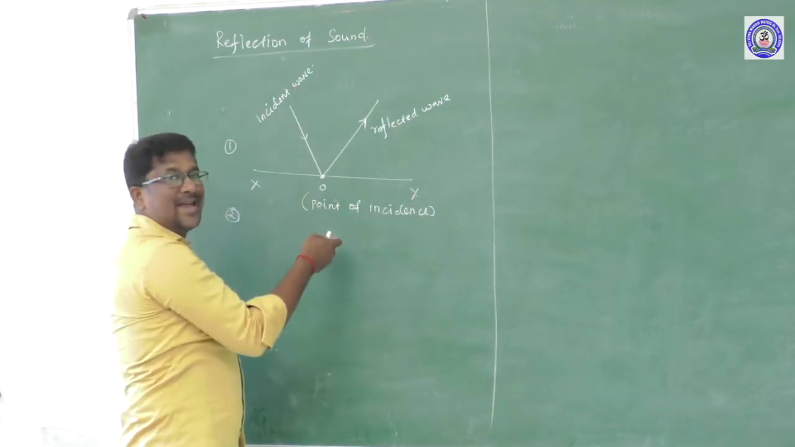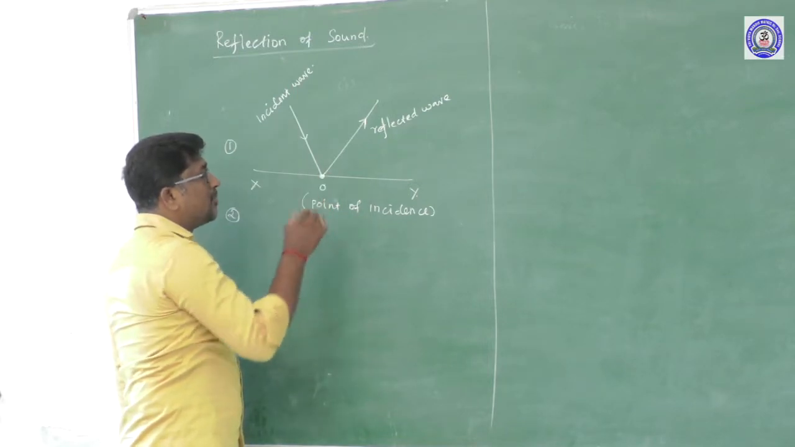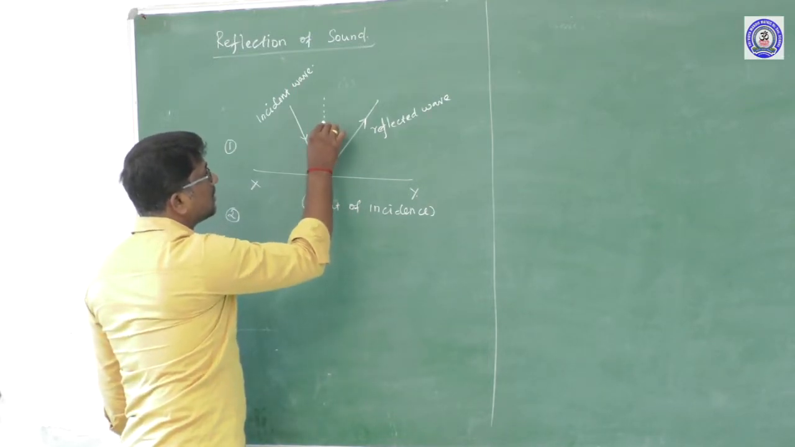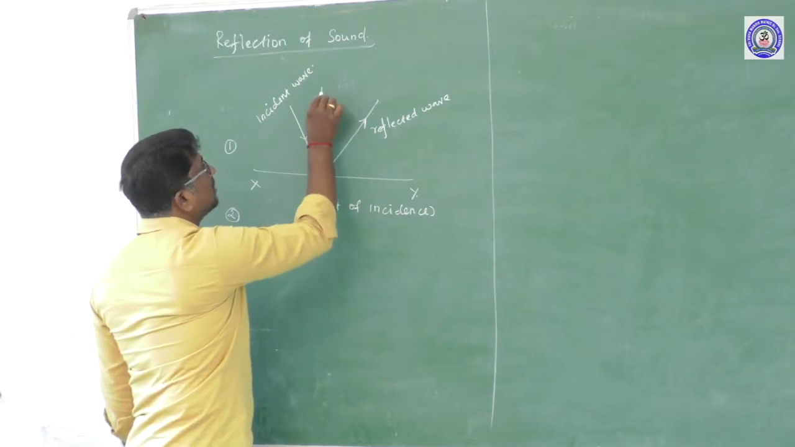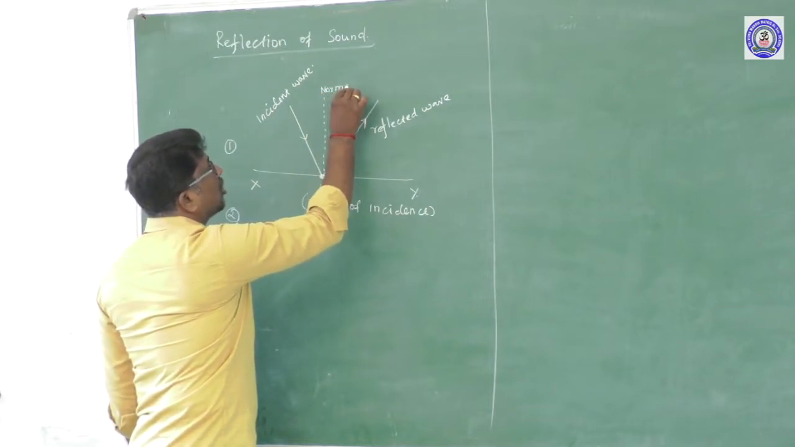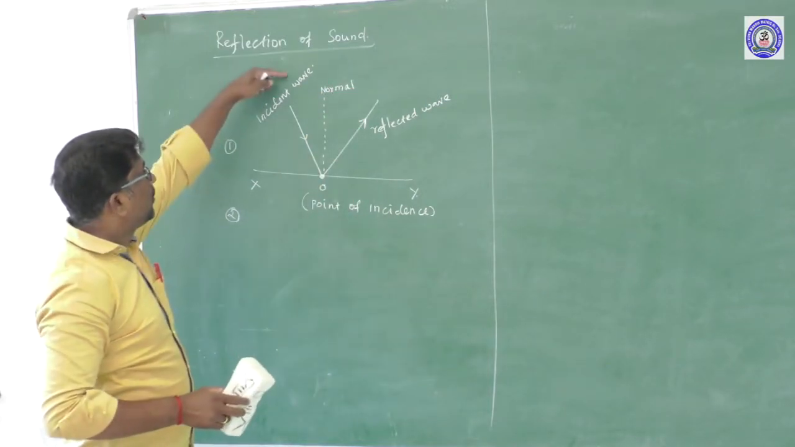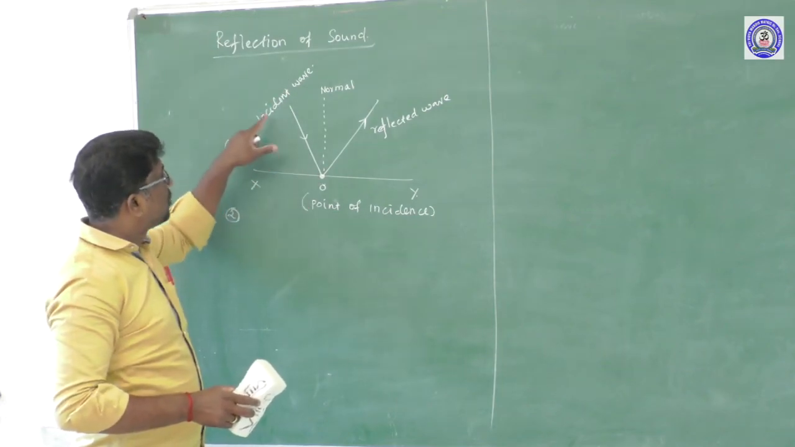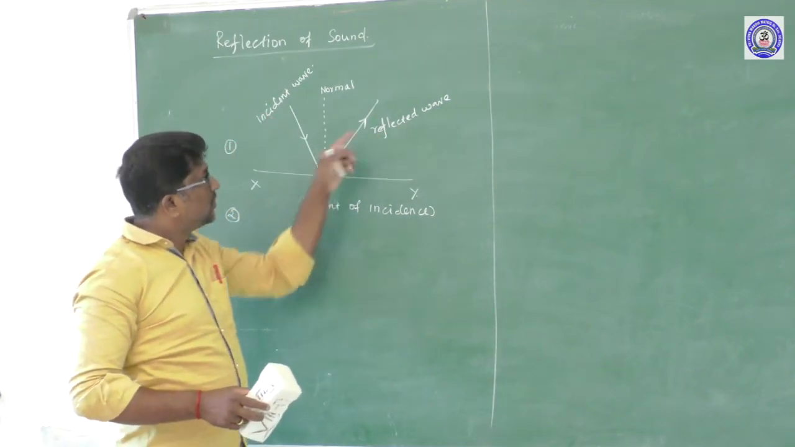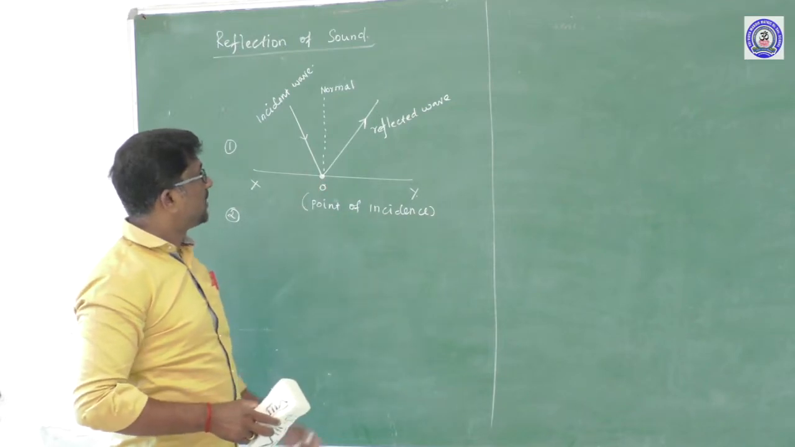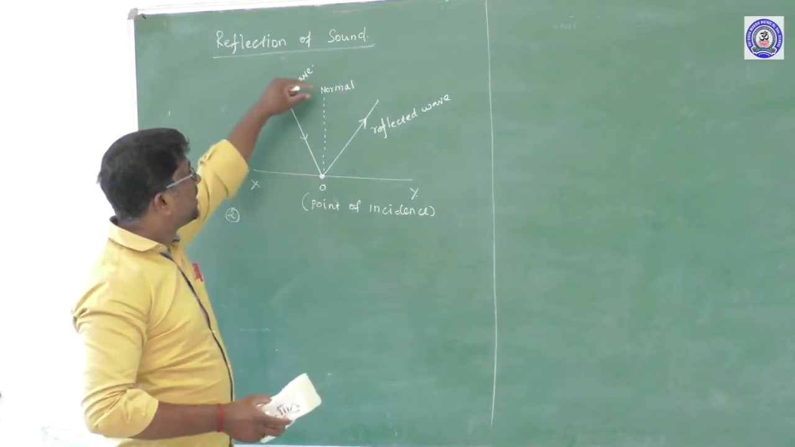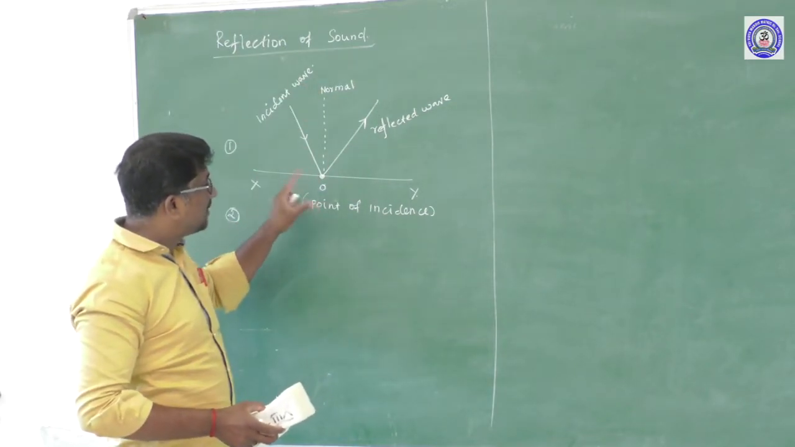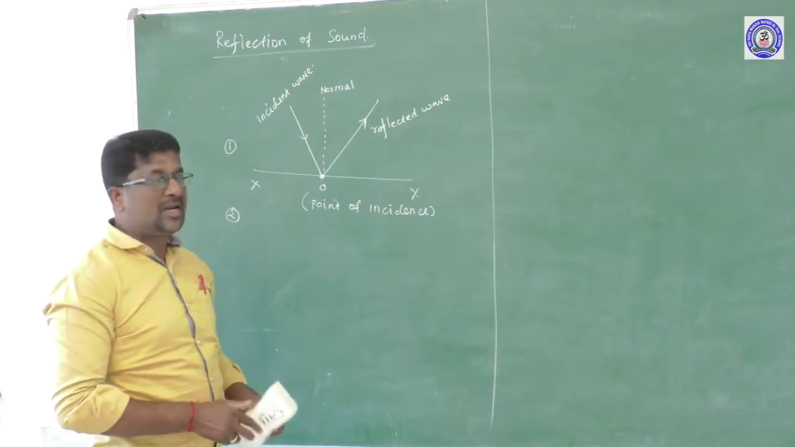A perpendicular line drawn at the point of incidence is called the normal. A wave which is incident on the surface is called the incident wave. The wave which is coming from the surface is called the reflected wave. A perpendicular line drawn at the point of incidence is called the normal line.